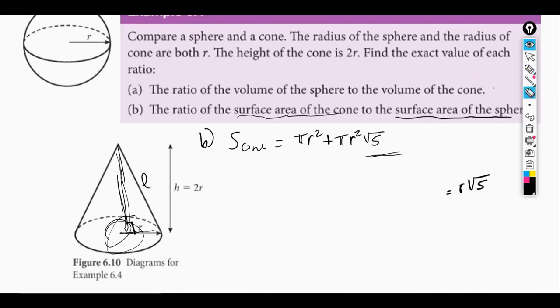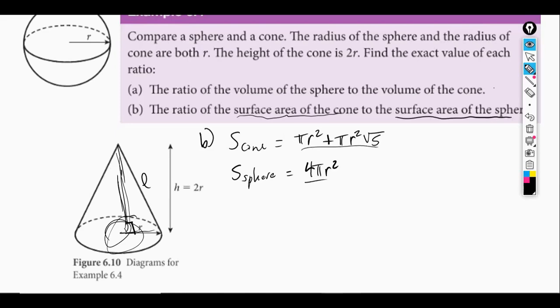So the reason I'm doing this is because I want, of course, a simpler expression in terms of r only. All right, so now we want the surface area of the sphere. And that one's easy, because it's simply 4 circles, 4 pi r squared. Now, let's find the ratio then between the surface area of the cone to the surface area of the sphere. That means that we have to divide this surface area by this surface area.